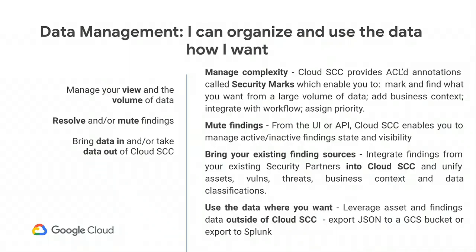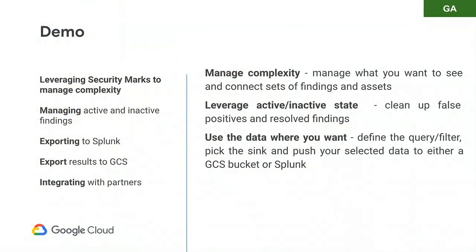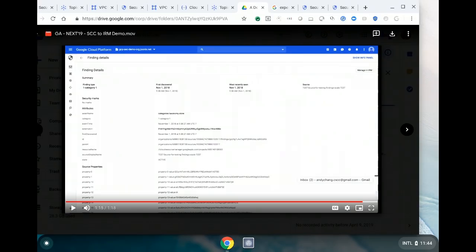The ability to mute findings, and in the UI or in the API, set things to active or inactive, and we'll show that. And then also for you to freely use how you want the data to go, whether you want to manage it in Command Center or take it out of Command Center and integrate it with some of our underlying partners. From a demo standpoint, we're going to do a quick live thing with the security marks and the active-inactive, and then we're going to show you exporting to Splunk and then also exporting to GCS buckets, and finally talk about our partners. So if we can go back to the demo.